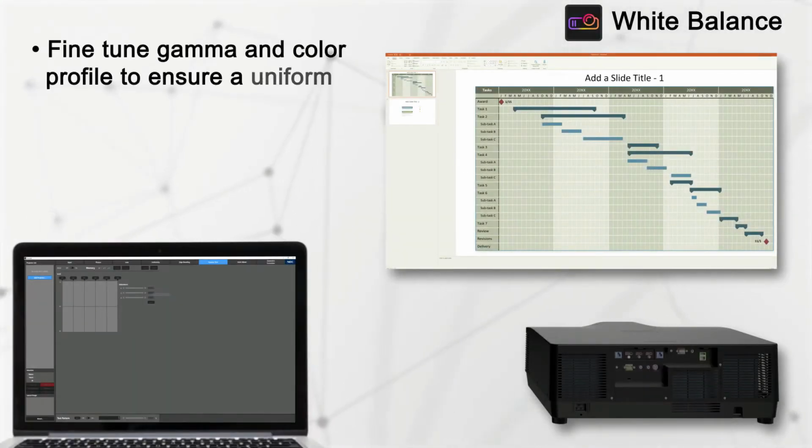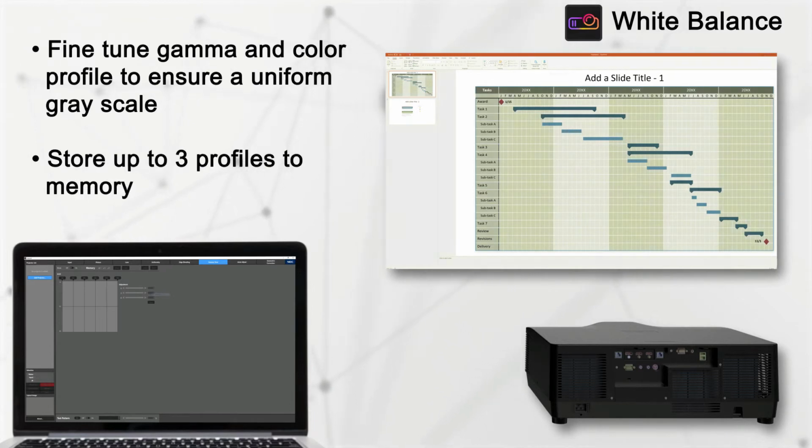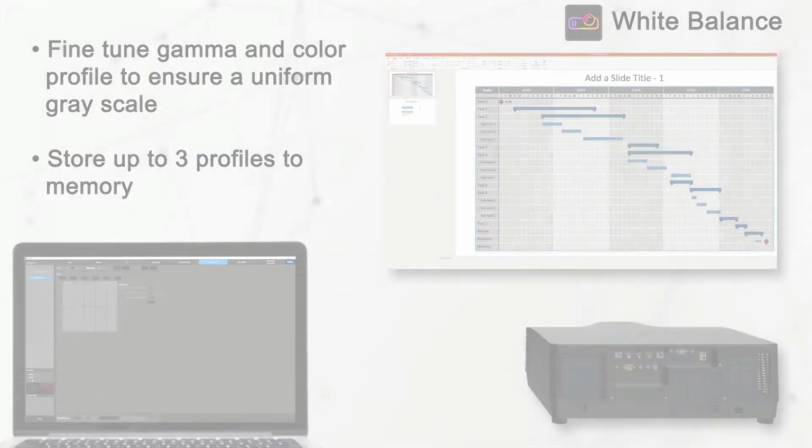The white balance panel allows you to make fine-tuned adjustments to the gamma and color profile to ensure a uniform grayscale. It also stores up to 3 different profiles to memory.